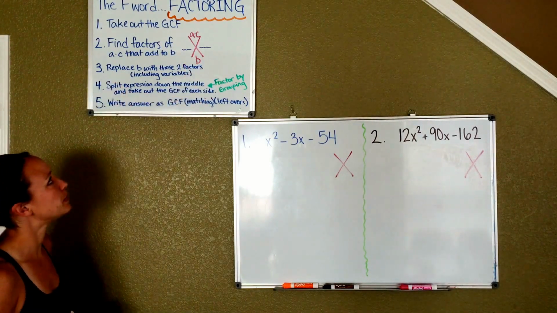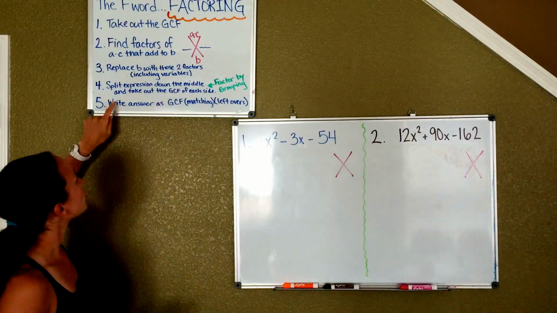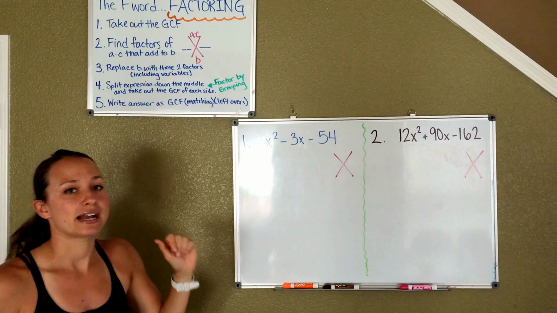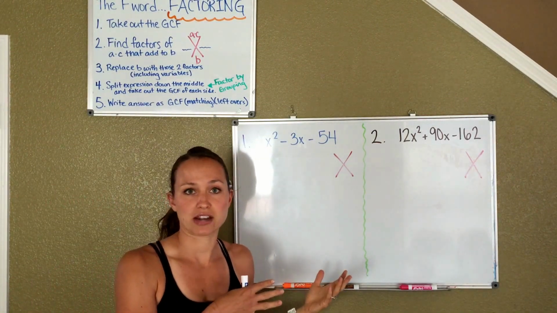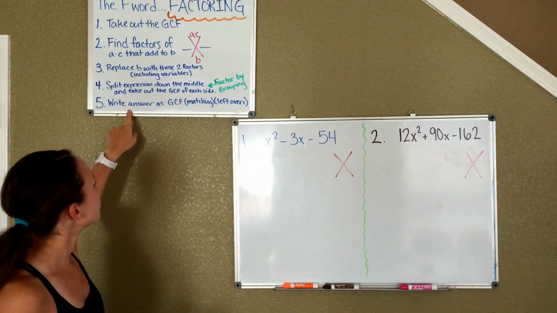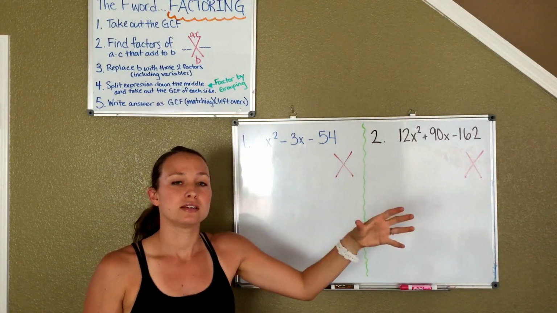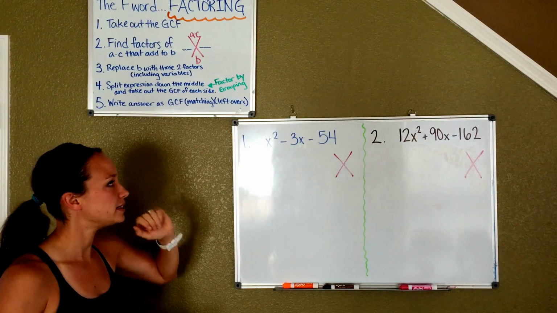Number 3, replace B with those 2 factors and you're going to include the variables. 4, split the expression down the middle and take out the GCF of each side. This is also called factor by grouping, which if you've come this far in your factoring career, you've done factor by grouping. And then number 5, write the answer as the GCF, the matching terms in parentheses, and the leftovers in parentheses.